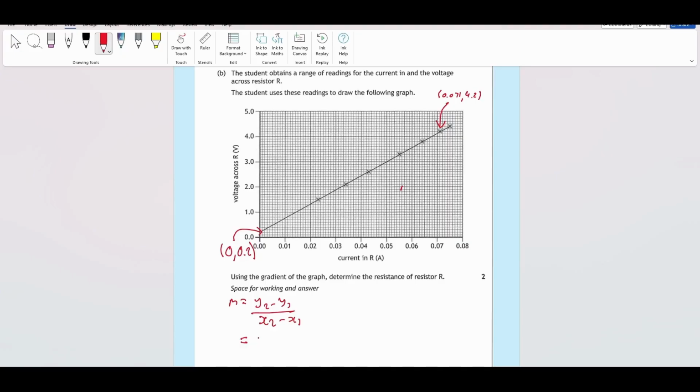So I'm going to do 4.2 minus 0.2 and 0.071 minus 0. And that gives me a gradient of 56.3, but I'll round it to 56 ohms.